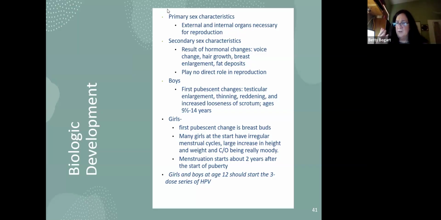Now, boys' first change is testicular enlargement. Girls, all of a sudden, you see those little breast buds. They do say once we start seeing these changes, a girl about 2 years later is going to start menstruation and puberty, okay? It's also said boys and girls about age 12 should start that 3-dose series for the HPV.